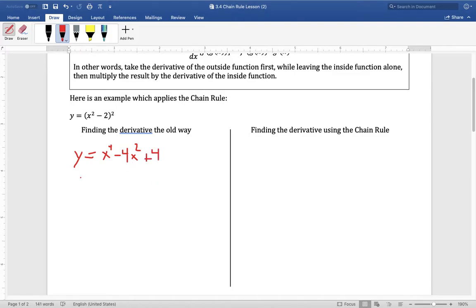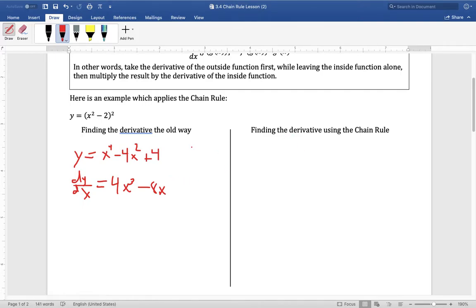And now when we take this derivative, so if I were to do dy/dx, hold on, let me try that again. There we go. It's even better. Equals, all right, I'll try it with my regular mouse. You're going to hear some clicks. I apologize about that. 4x cubed, minus 8x, plus 0. So that's the old way to do this derivative.